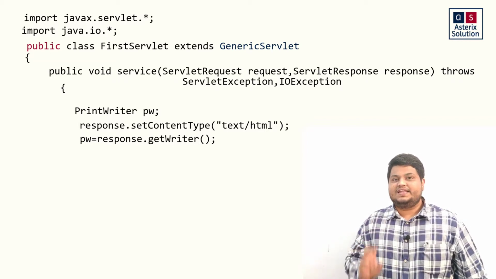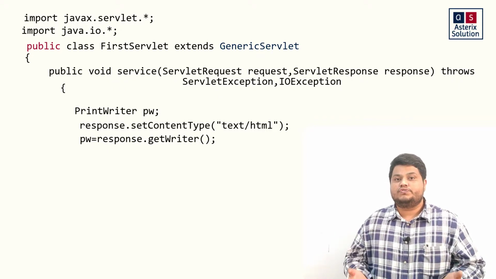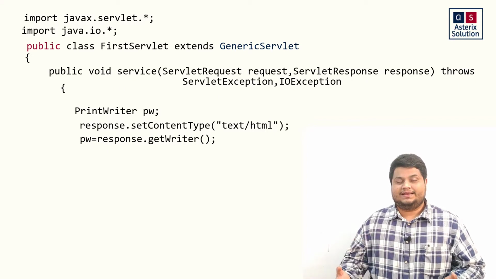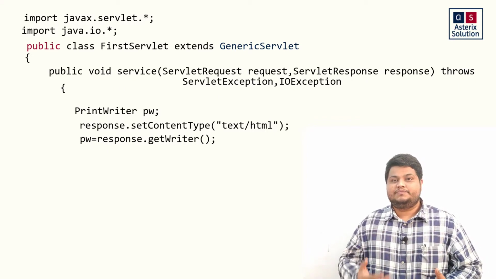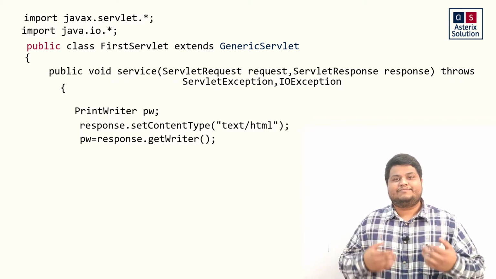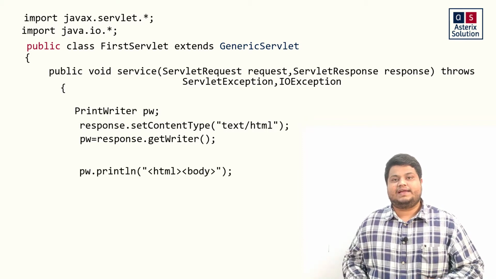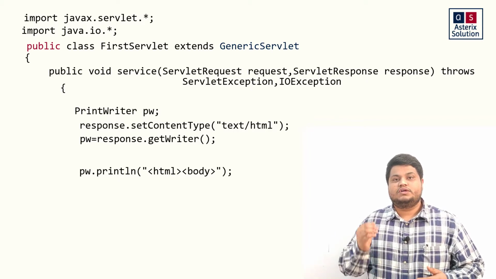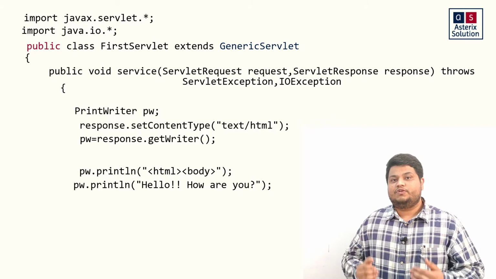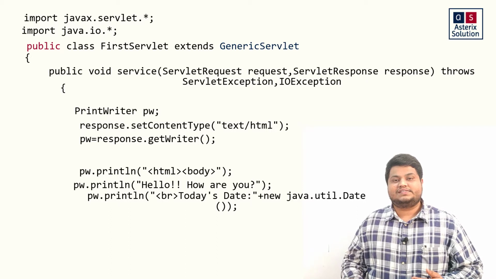Now what next? In the next block, if you just want to revert back and you don't want to do any request processing, you just start with pw.println, and whatever you print with println will be directly given back to the browser. So now this is just my first servlet. I'm going to say hello and print the date. So pw.println, in the brackets I'll start html and body. Then in the next line I'm going to do pw.println double quotes, hello, how are you? And next line I'll write one more pw.println, and there I'll say break tag so that it comes in the next line.